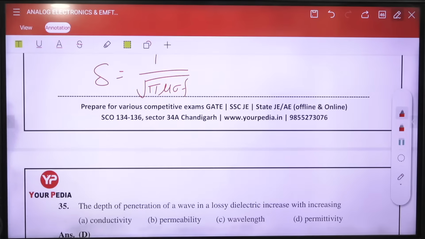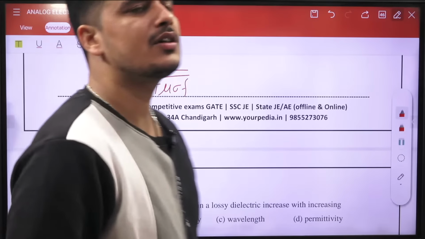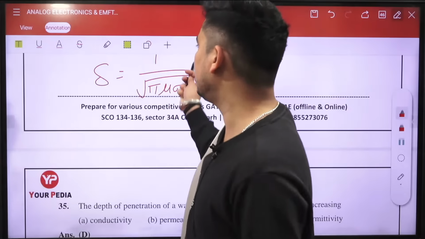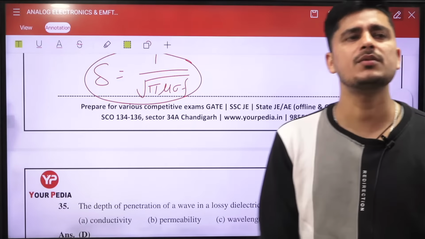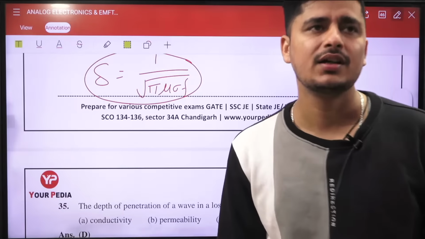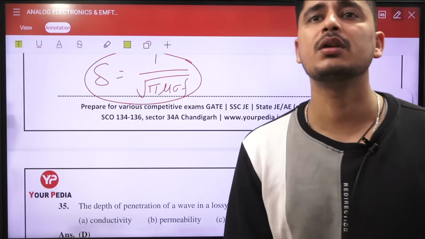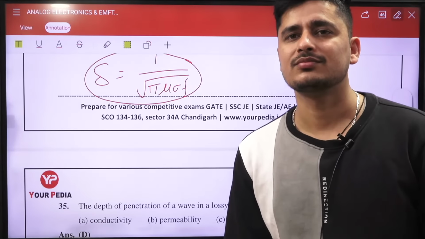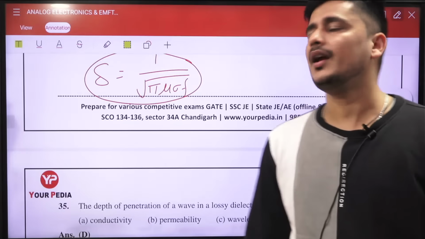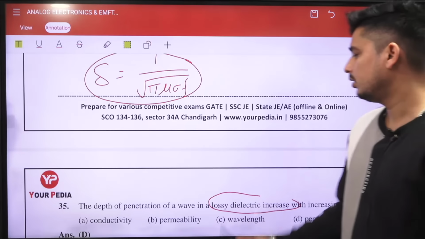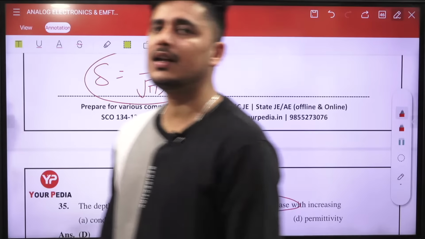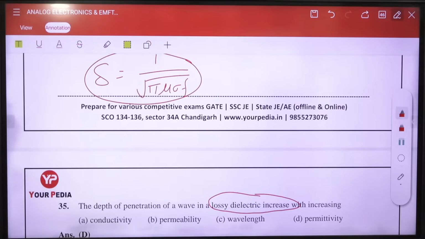He is asking, every time read the question carefully. This is the skin depth for which medium? Which medium is this one? This is for a conducting medium, a good conducting medium. And here, what is he talking about? Lossy dielectric medium. Here he is talking about lossy dielectric medium.